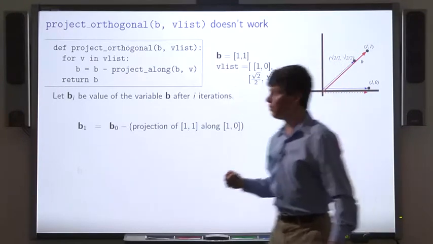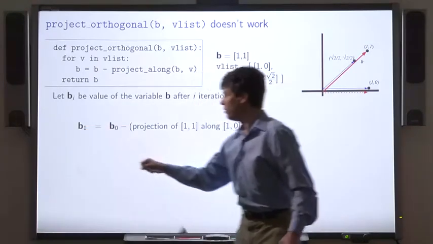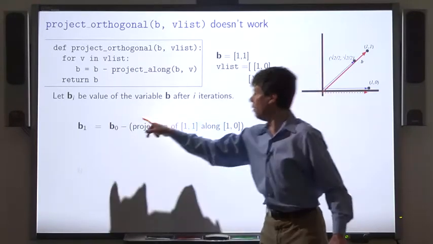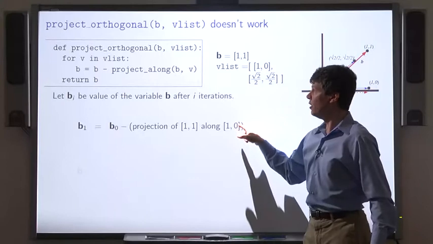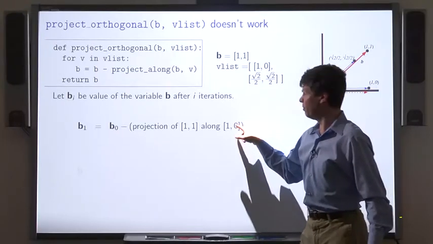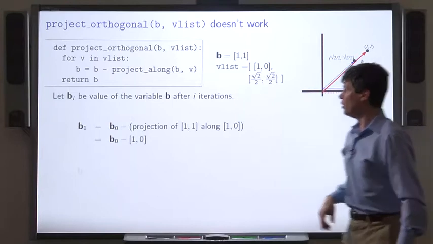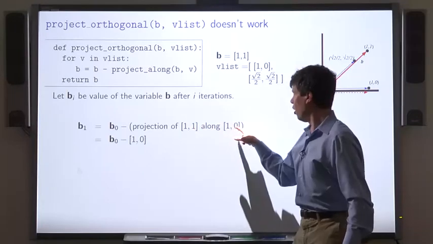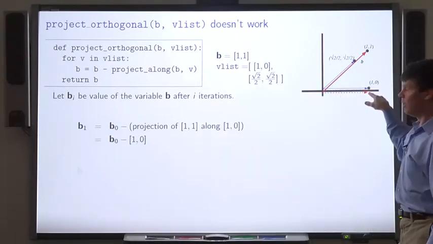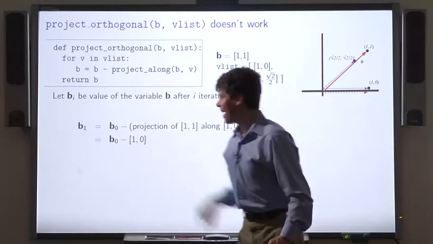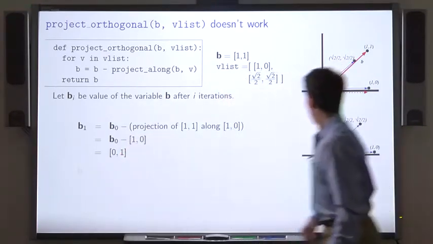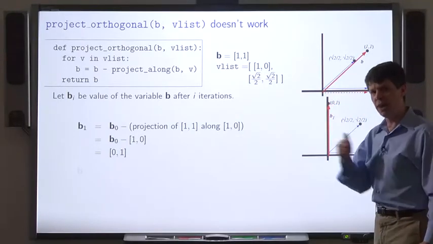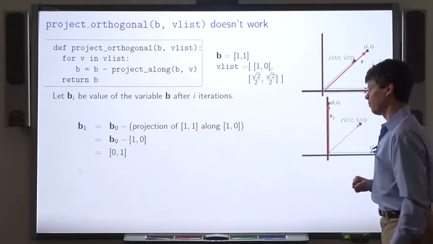In one iteration, the algorithm derives b1 by taking b0 and subtracting from it the projection of b0 along the first vector of v-list. Okay, so the first vector of v-list is 1, 0. So we're subtracting the projection of 1, 1 along 1, 0. Well, here's the projection. It's just 1, 0 itself. So when we subtract that from b0, we just get 0, 1. So here's b1, the value of the variable b after one iteration of our proposed algorithm.